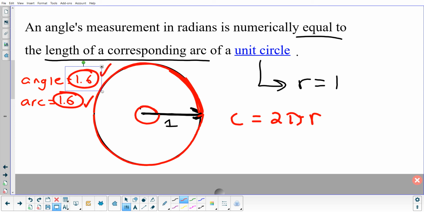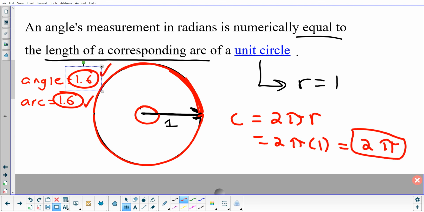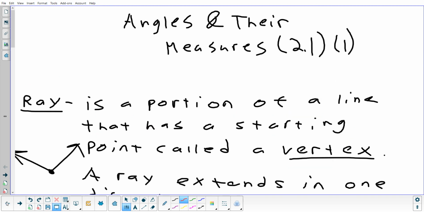And in our particular case, what's the radius of this circle? 1. So the circumference is 2 pi times 1, which is just 2 pi. Now you know that number. The size of this arc is 2 pi. So what would be the size of the angle that goes all the way around the circle? 2 pi. It would be the same number. That's how many radians it takes to go all the way around the circle. 2 pi. So that's not a question mark anymore.